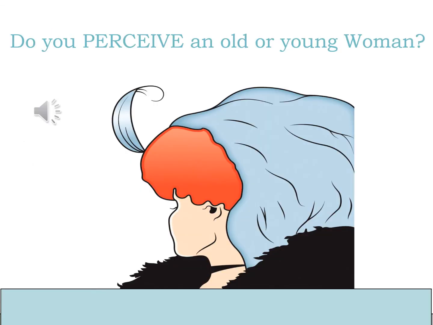So remember, our topic is perception. Perception is when you interpret and make sense out of the image. So do you perceive this as being an old woman, a young woman, or can you see both?